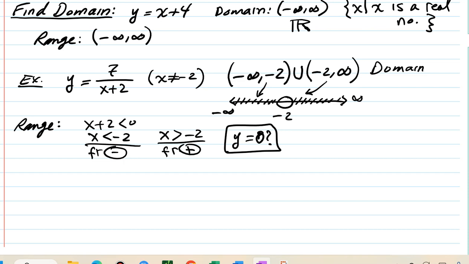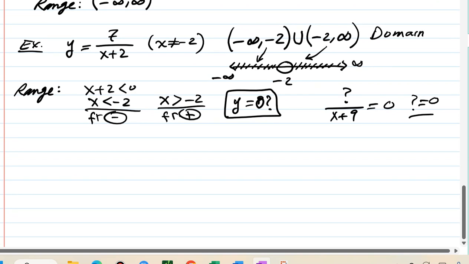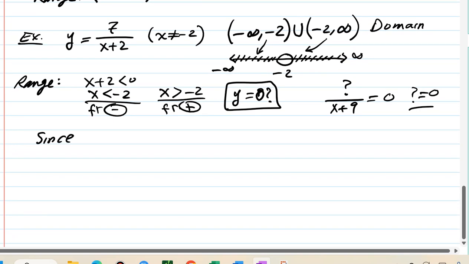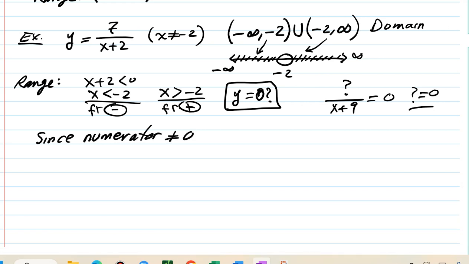Well, the only way a fraction can be 0 is if the numerator is 0, correct? Here we go. I make a fraction over x plus 9. How can this fraction be 0? Because the denominator cannot be, the numerator has to be. The only way this is equal to 0 is if the question mark is 0. Now look at the fraction I have here in my example. The numerator of that fraction is 7. Okay, so since the numerator is not 0, therefore y cannot be 0.